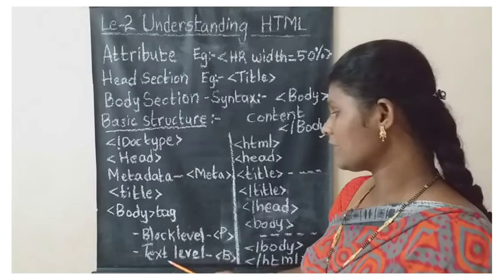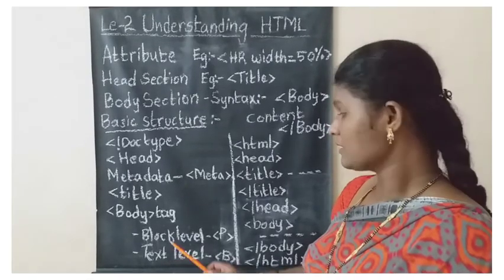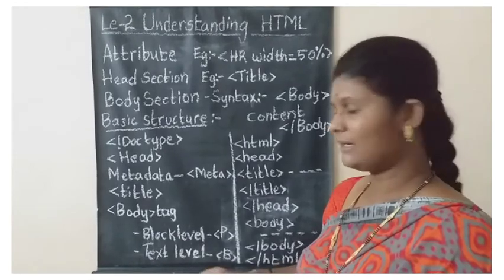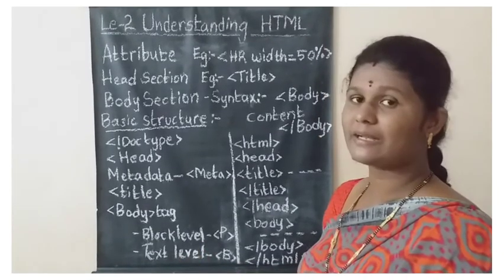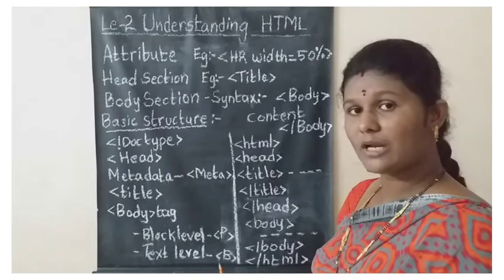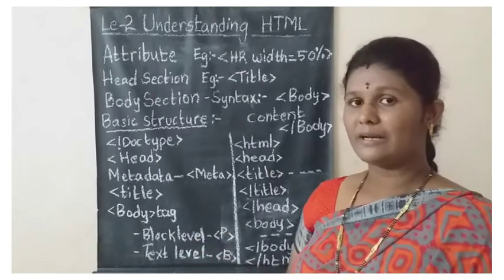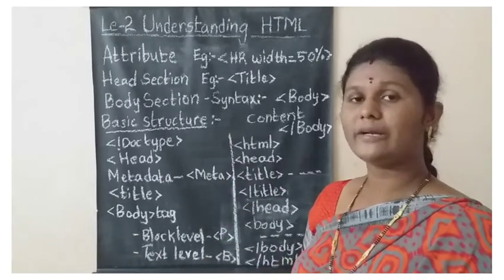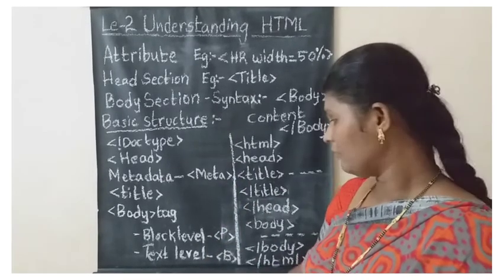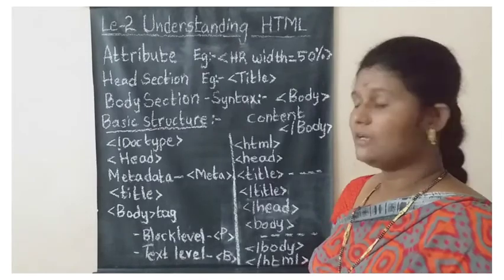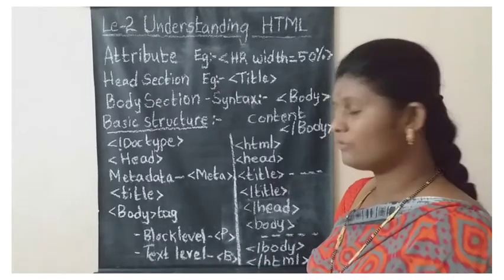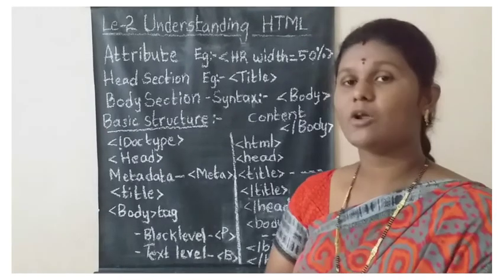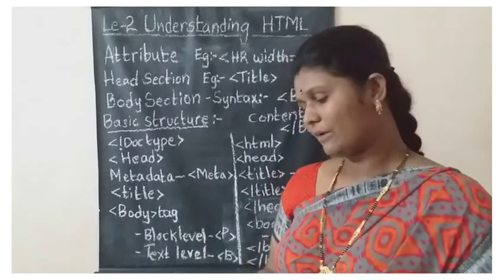And next comes to the last topic, text level. Block level elements take a line break. The text level elements do not take a line break. So what are those, children? In the paragraph, if you want to make this word bold or italic or underline, we'll use these text level elements. For example, B. For example, I. For example, underline. So these all are text level elements.